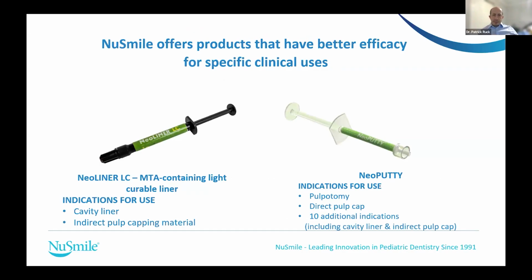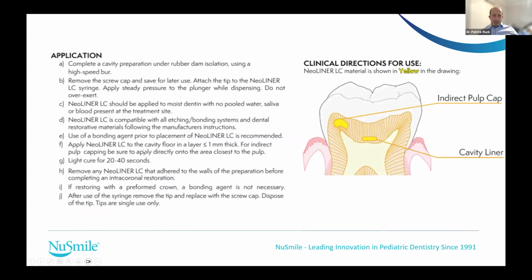So getting into specific products, we have our pure NeoPutty, like Dr. Primus was talking about. It is a putty based material in an organic liquid. And then we have a dicalcium silicate, or NeoLiner, that has resin in it. So we're going to use this in times where we get direct pulp exposure, and then this is just going to be in our areas of indirect pulp therapy.